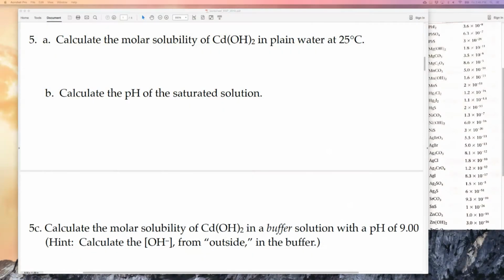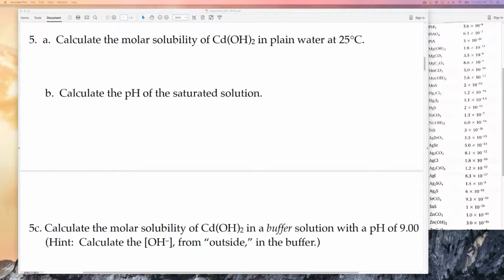Today, our focus is going to be on Ksp, the solubility product constant, and the applications of Ksp. We're going to first do some simple calculations of Ksp and then move from there. So I'll be uploading this worksheet over Ksp. It's a really good worksheet, gives you some tips as well as some of the answers. So we're going to work through question 5. I think it's four or five different parts in question 5.